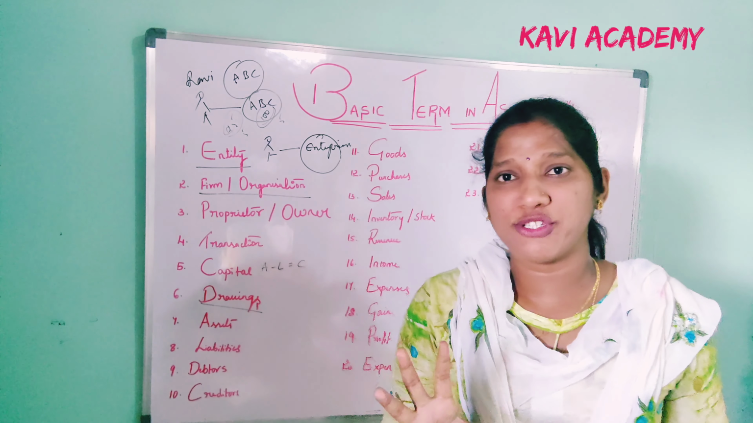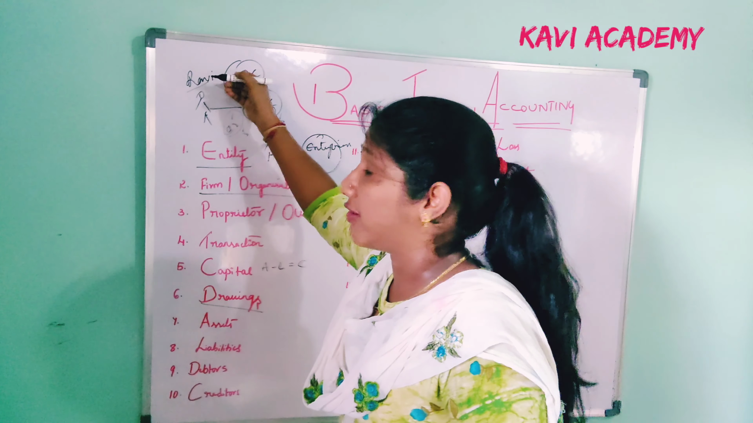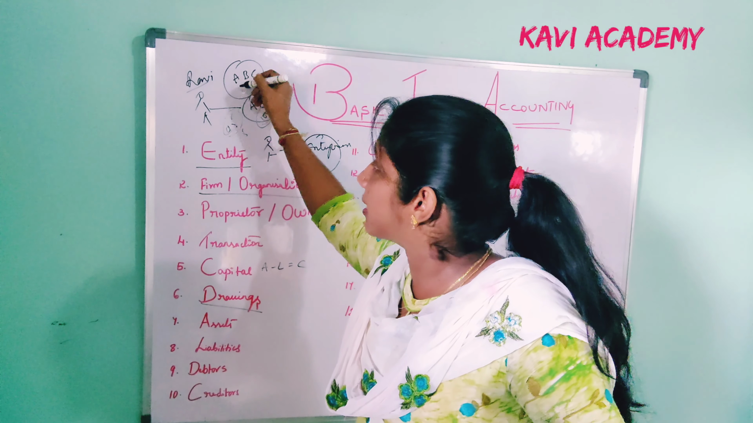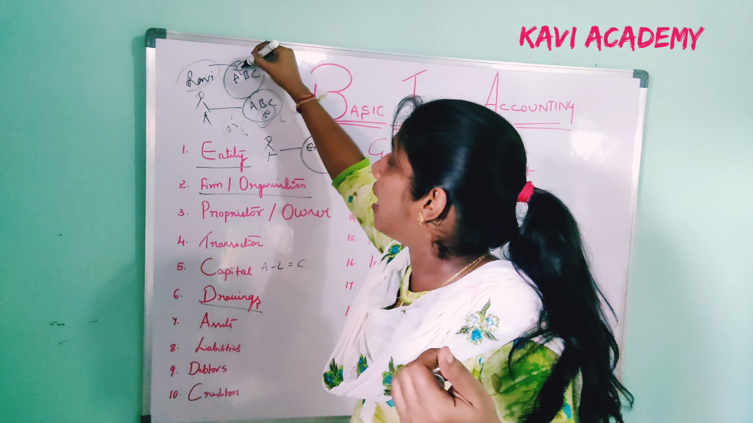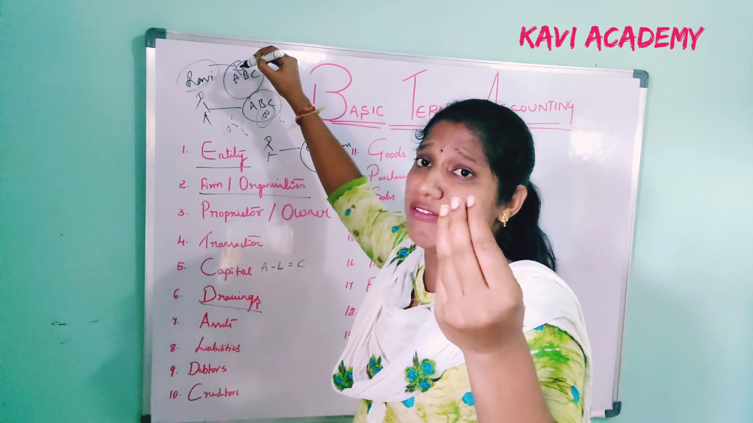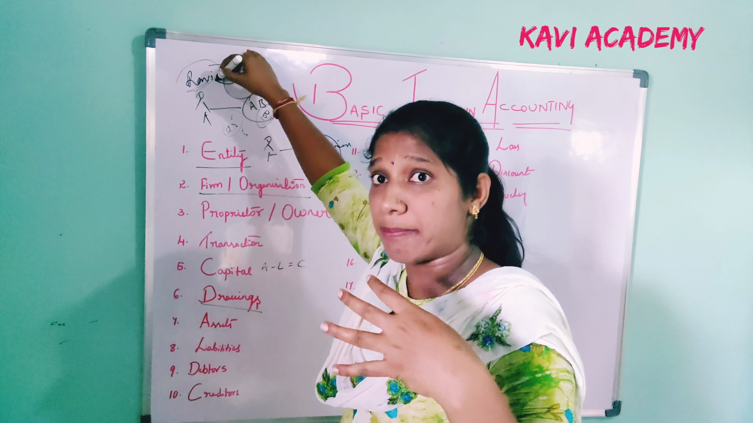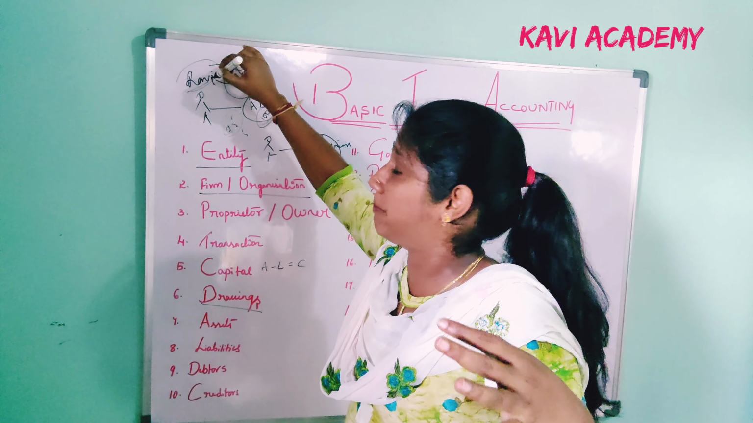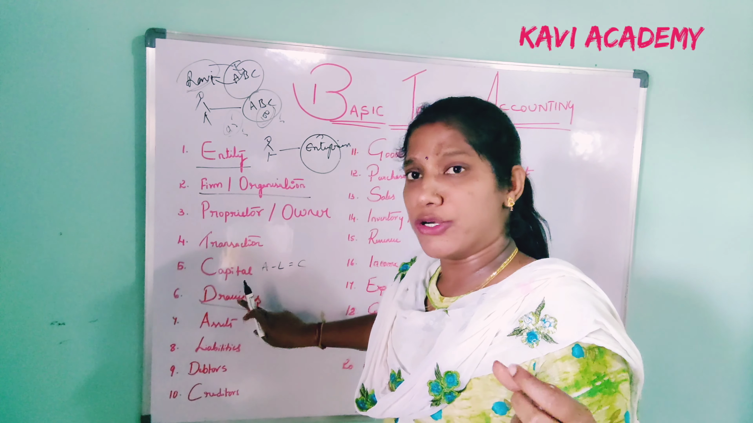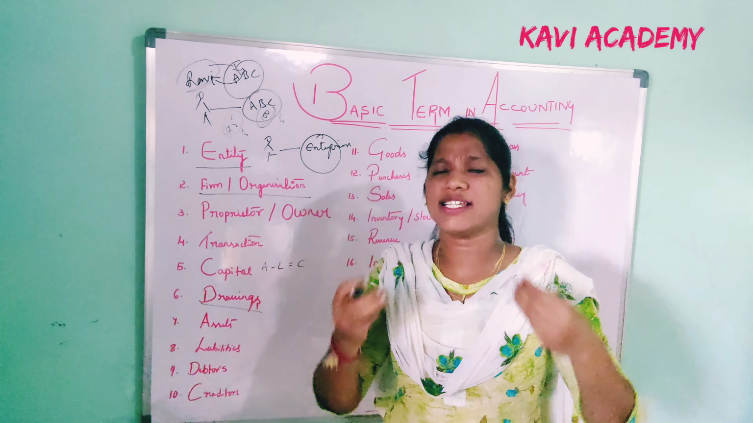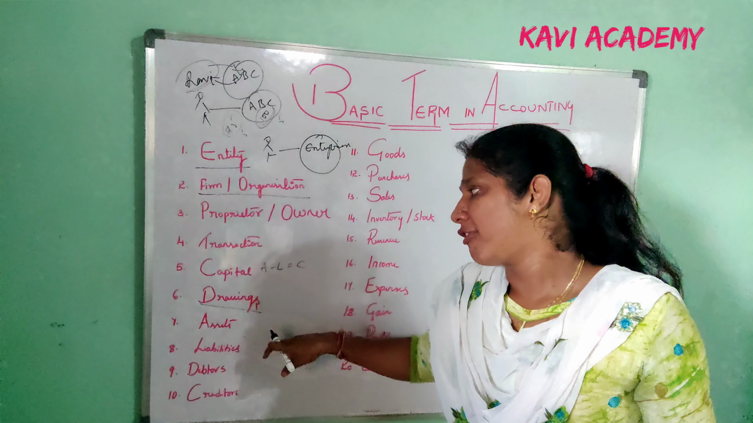Simply, drawings relates to the owner. For example, Ravi is the owner of ABC company. Whether Ravi has taken money, an asset, or any other valuable thing, if it is used not for business purposes but for personal or domestic purposes, that situation we call drawings. The owner using business money personally is known as drawings in accounting.